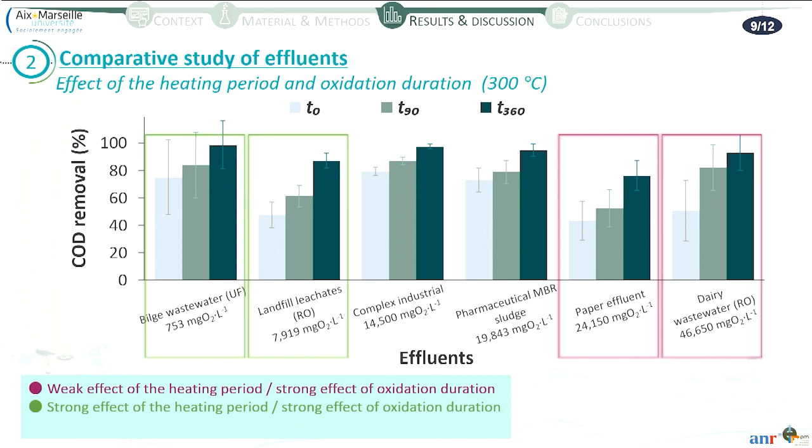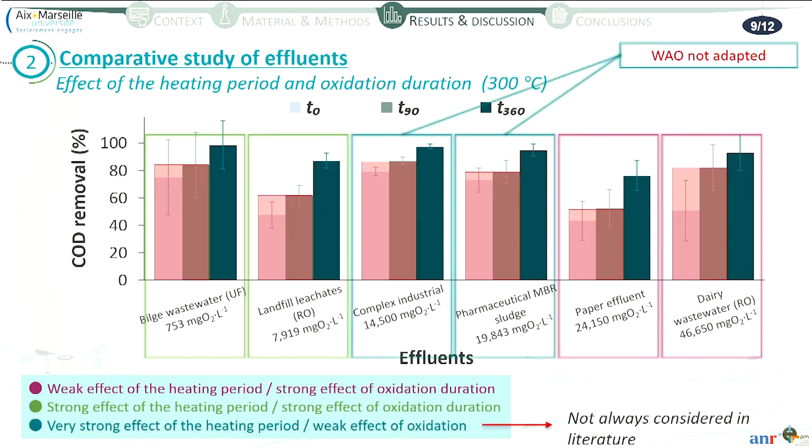Then we have some effluents that have a strong effect of the heating period and of the oxidation. It's the case of the bilge wastewater and the landfill leachates. And then we have some effluents that have a very strong effect of the heating period and a weaker effect of the oxidation. And here it's the case of the complex industrial effluent and the pharmaceutical sludge.